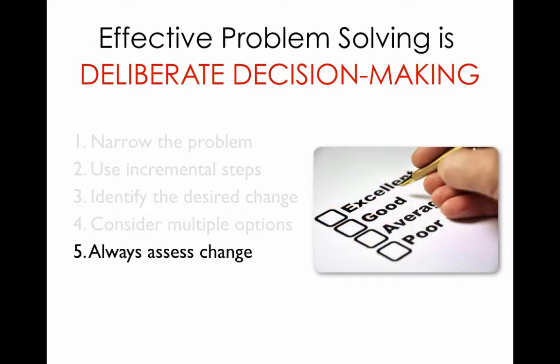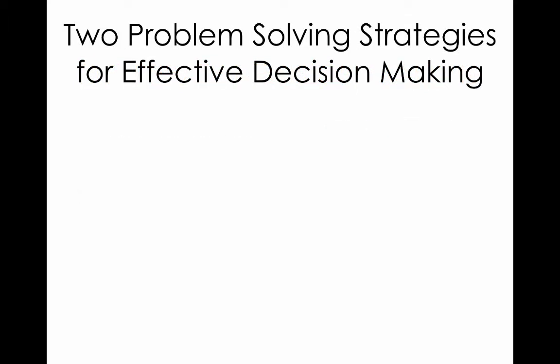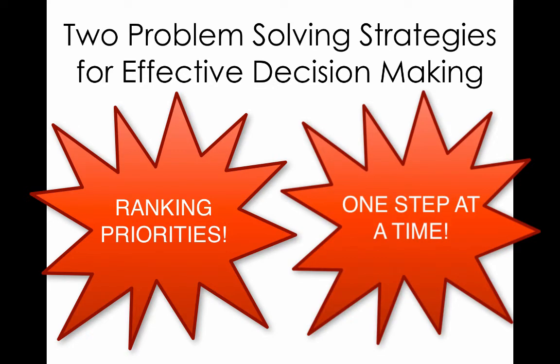5. Always assess change. So as you're going along and you're implementing your steps to solve the problem, assess whether you are seeing change. Or maybe it's time to try one of your other options. 6. Keep in mind each of your actions need to be intentional. That is, you know what you want the outcome to be from your action, so you'll see if your action is successful. You will be using 2 strategies for problem solving. One is ranking priorities, and the other is one step at a time.